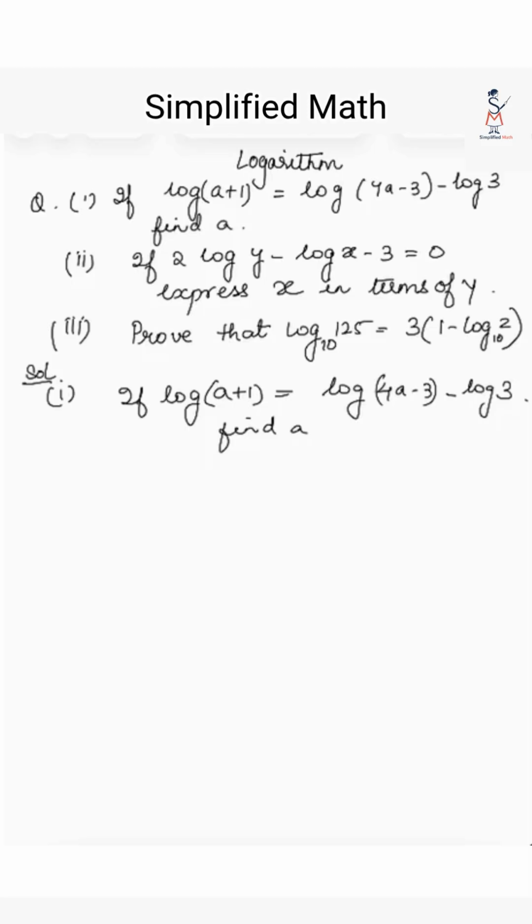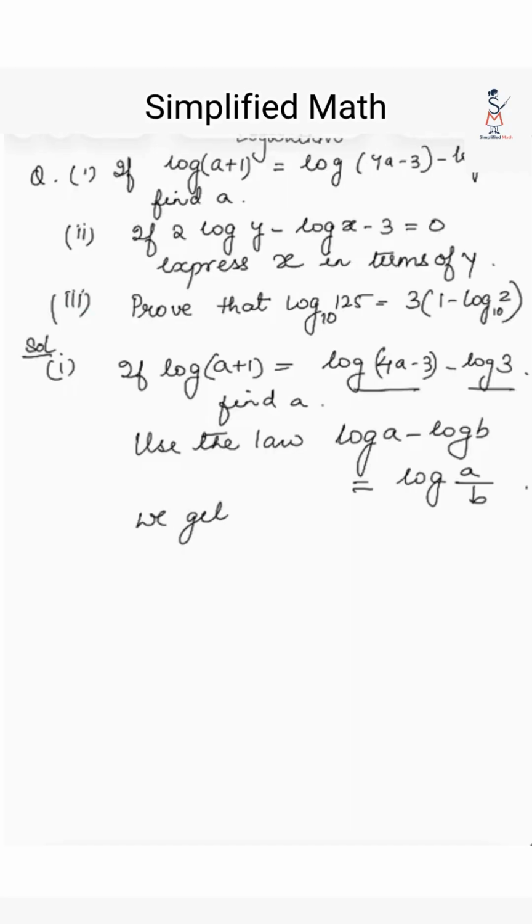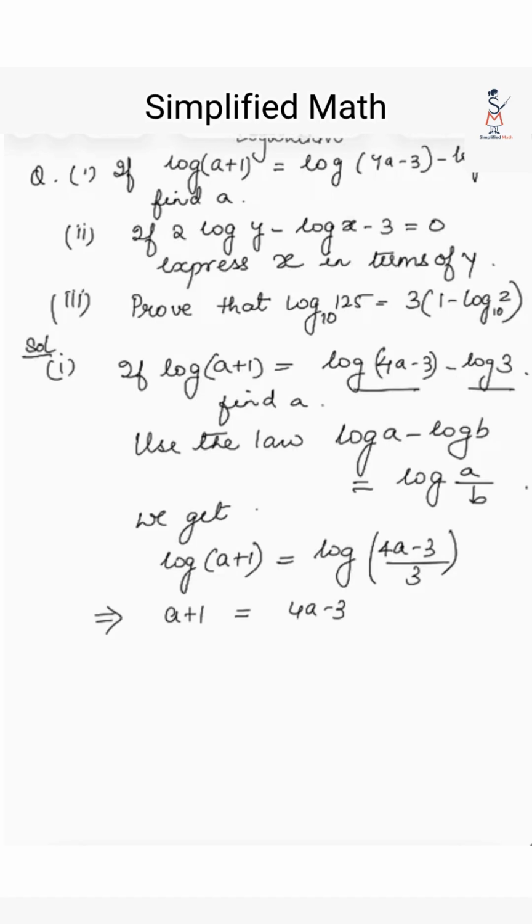Fine. Now we can see here it is in the log a minus log b form, so we will use the law. What is the law? Log a minus log b is log a by b. So what we get: log(a + 1) will be as it is, and the right hand side will become log((4a - 3)/3). Now since the logarithms are equal, that implies a + 1 is equal to (4a - 3)/3.